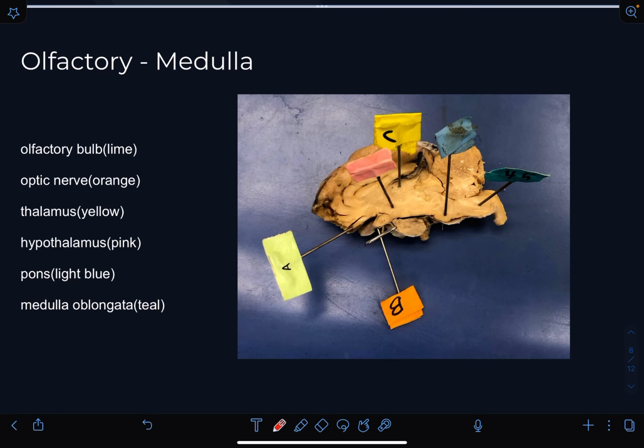If we look at the pons in light blue, it's going to be this part right here. It regulates breathing and relays information between different parts of the brain. And then again, we have the medulla oblongata, and that's going to control autonomic functions and links the brain with the spinal cord.